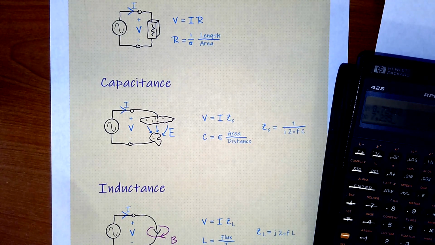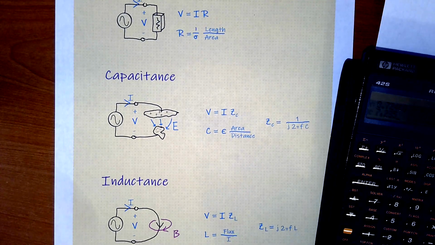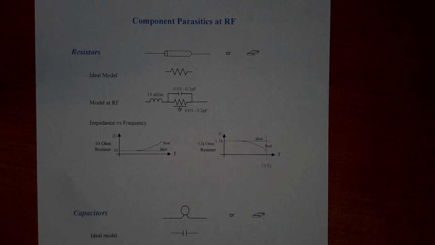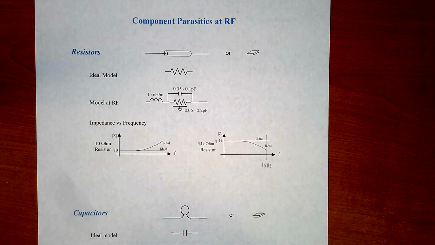You can't get 0 ohms at radio frequencies. You can't get infinity ohms at radio frequencies. There's always capacitance and inductance working against you. So let's move on to capacitors and see if we can understand the parasitics involved there. We've got all the groundwork. We can go through this much faster now.